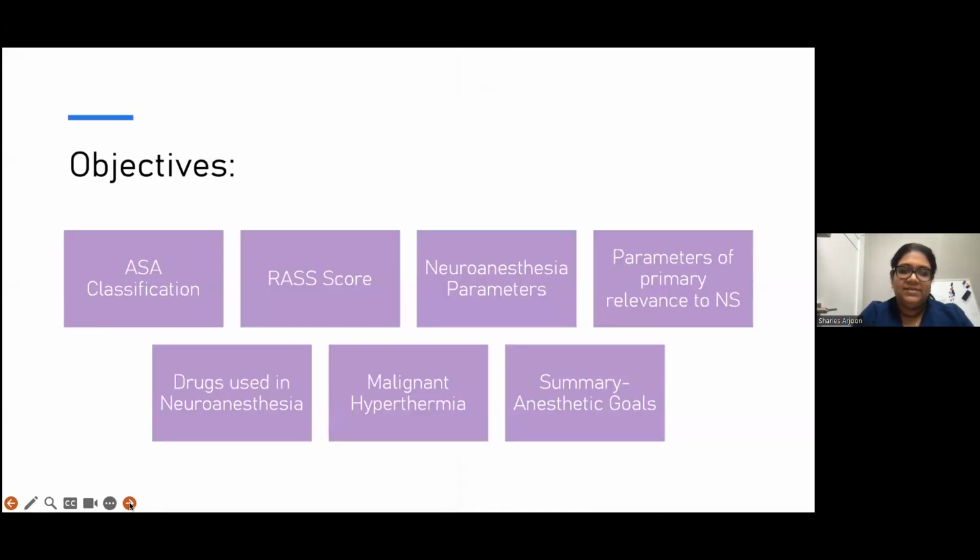My main objectives in this presentation are to go through the ASA classification, the RASS score, neuroanesthesia parameters, parameters of primary relevance to neurosurgery, the drugs used in neuroanesthesia, malignant hypothermia, and a summary of anesthetic rules.